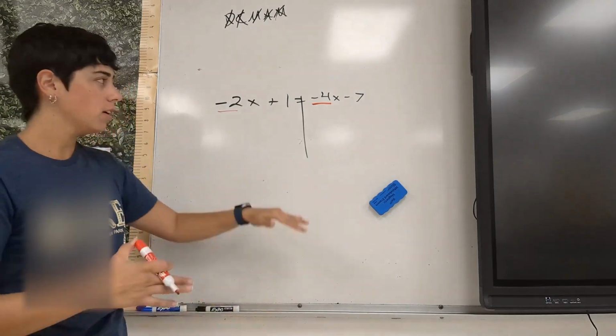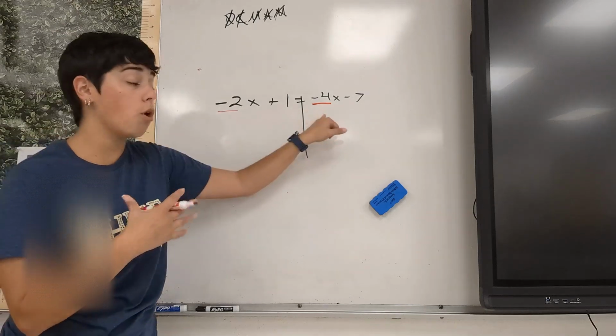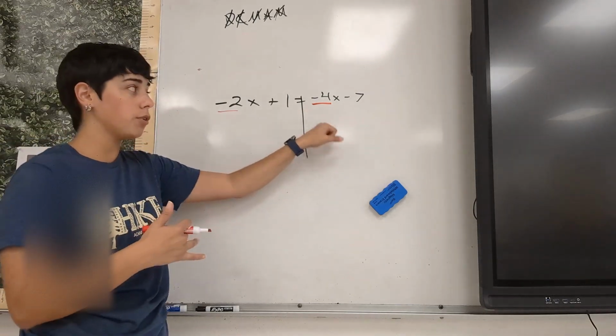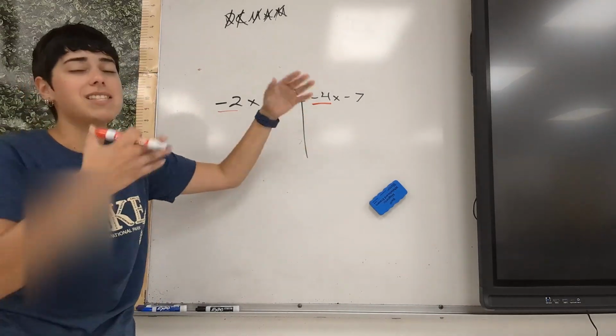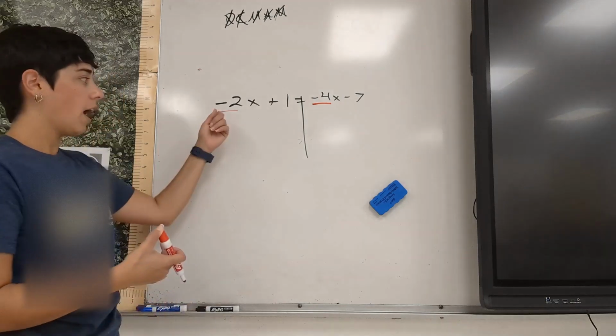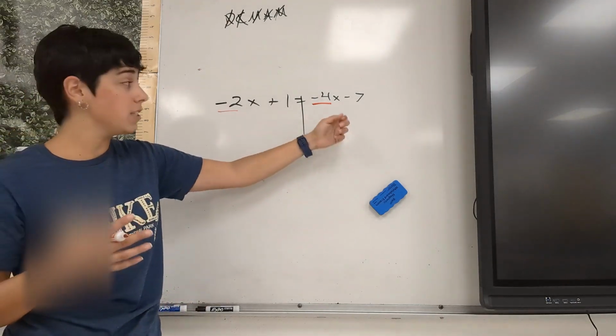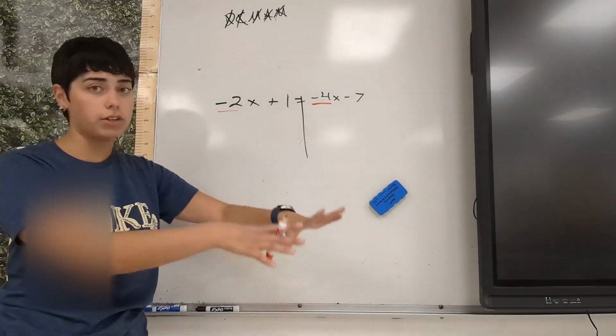Think of it like money. Would you rather owe $2 or owe $4? I think we can all agree owing 4 is worse, right? That's a bigger debt. So that makes it smaller, right? That's less than you have. I'd rather be missing 2 than missing 4. This is worse. It's more negative, it's smaller, it's less.